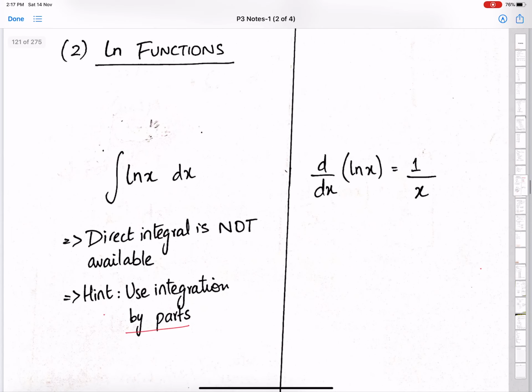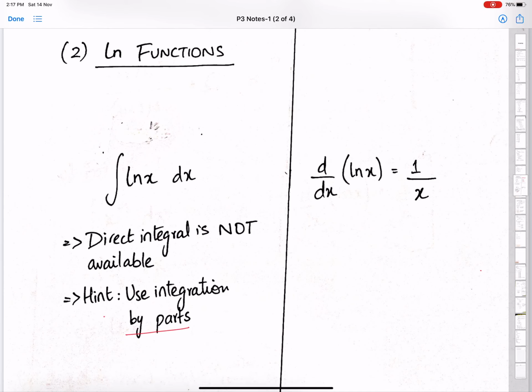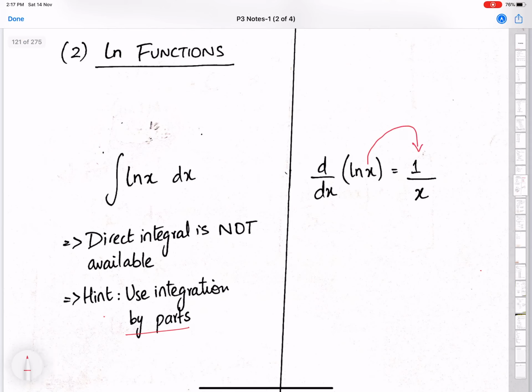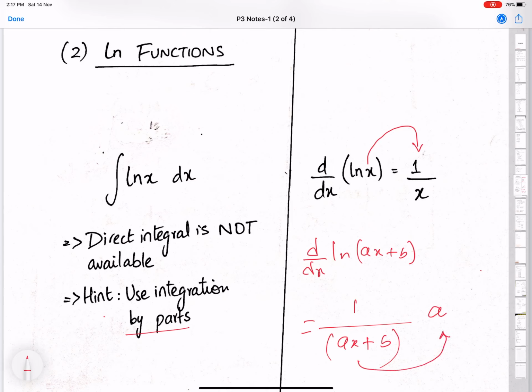ln functions. We know the differential of ln x is 1 upon x. What if we have d upon dx of ln(ax plus b)? Then the differential of this ln will be 1 upon (ax plus b) times a. This is the way to differentiate ln functions.